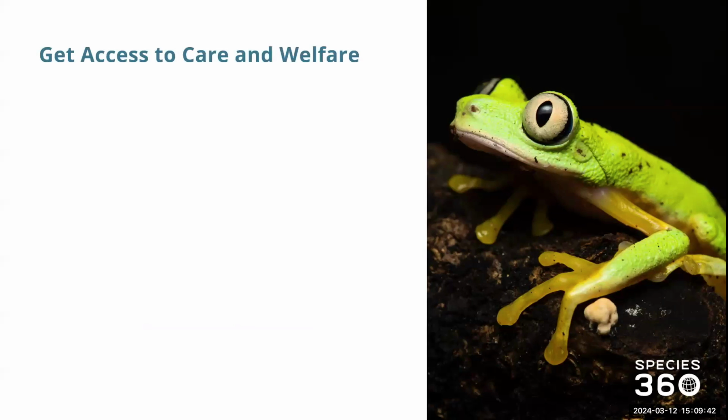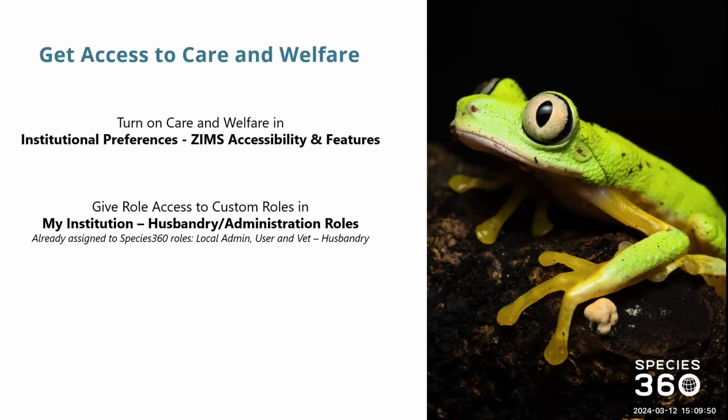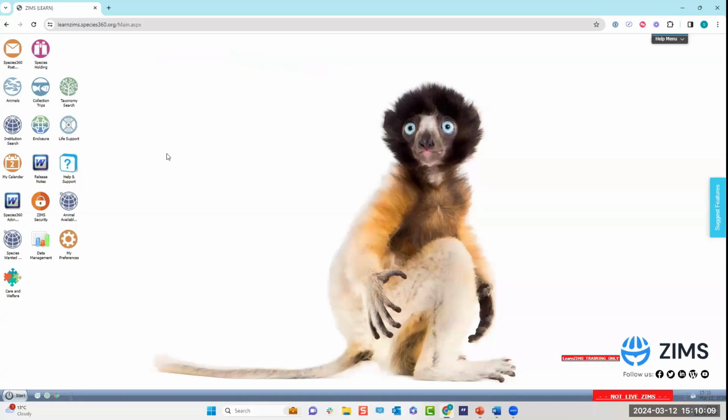But before you can get started in care and welfare, your local admin will need to make sure the module is turned on at your institution, as well as giving access to some of the roles used by your zoo or aquarium. So now I'll take a moment just to switch over to ZIMS so I can show you how your local admin can turn on care and welfare at your institution, as well as giving access to various roles. So you should be able to see my ZIMS homepage. And what I'll do now is show you how you can turn on care and welfare at your institution.